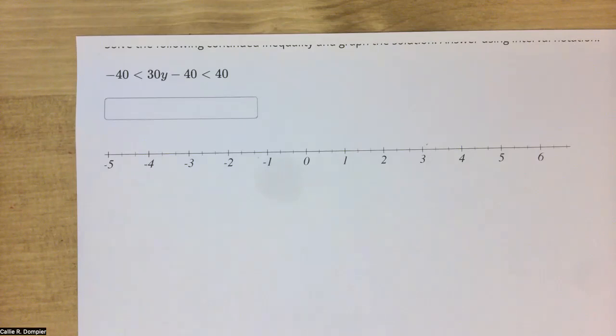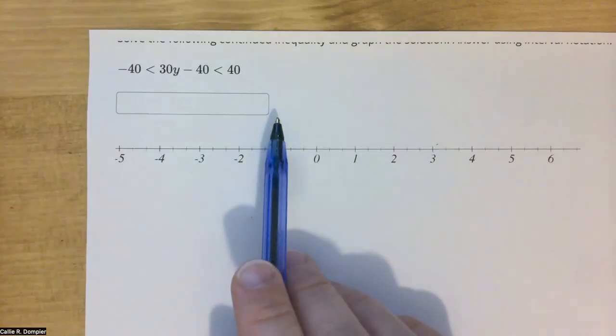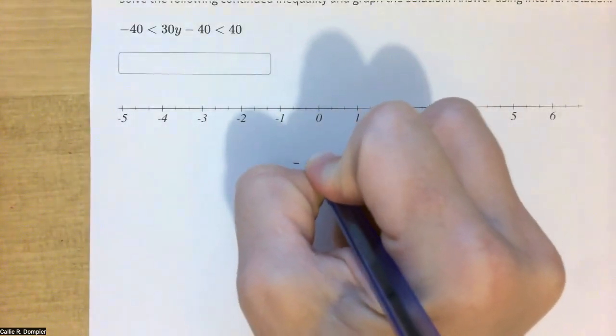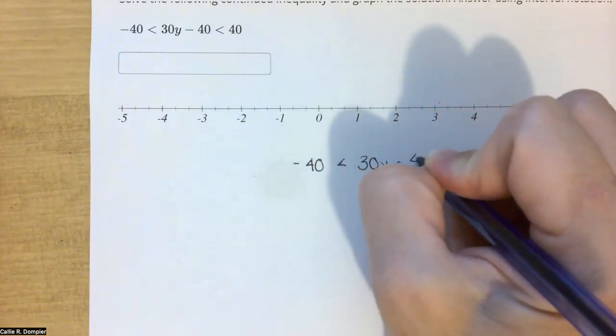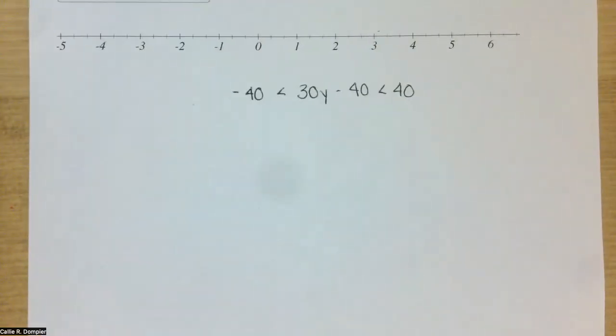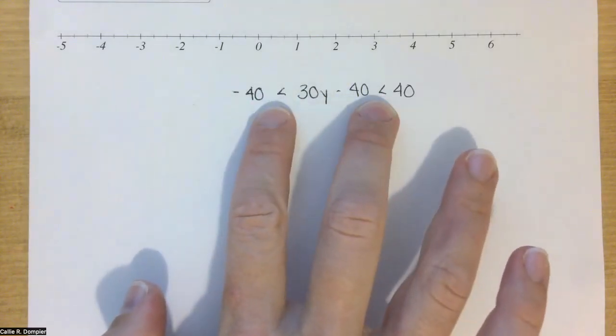It says, solve the following continued inequality and graph the solution. Answer using interval notation. This one said answer using inequality notation. So we could use that symbol. This says solve, you can't see it, but answer using interval notation. So we have negative 40 less than 30y minus 40 less than 40. Good? All right. So remember, these are just like equal signs when we're solving for a variable.